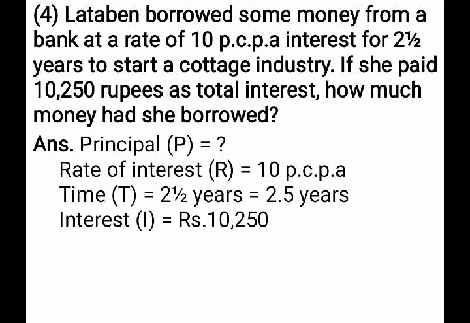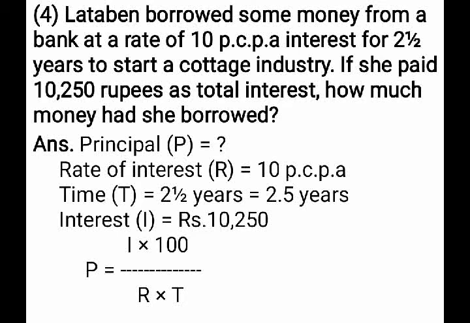You have to use the formula of principal. The formula of principal is interest multiplied by 100 upon rate of interest multiplied by time. The formula of principal comes from the formula of simple interest. The formula of simple interest is principal multiplied by rate of interest multiplied by time upon 100. When you take principal on the left side, if you are finding it, the formula of principal will be interest multiplied by 100 upon rate of interest multiplied by time.